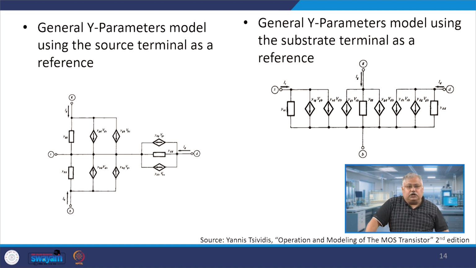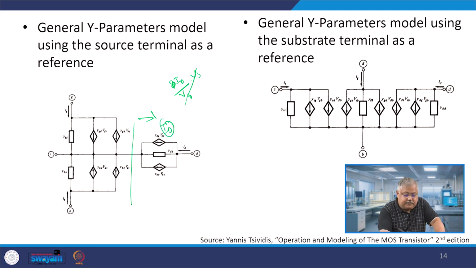So, let me show you the generalized Y parameter model if you use the source terminal as a reference, which means with respect to the source we will show everything else. Let us look at the right hand side first. You see YDG VGS. What is YDG? It is del ID by del VG, so multiplied by VG, you get ID. This is basically the drain current, which flows between the drain and source of the device, and therefore it is connected between these two terminals.